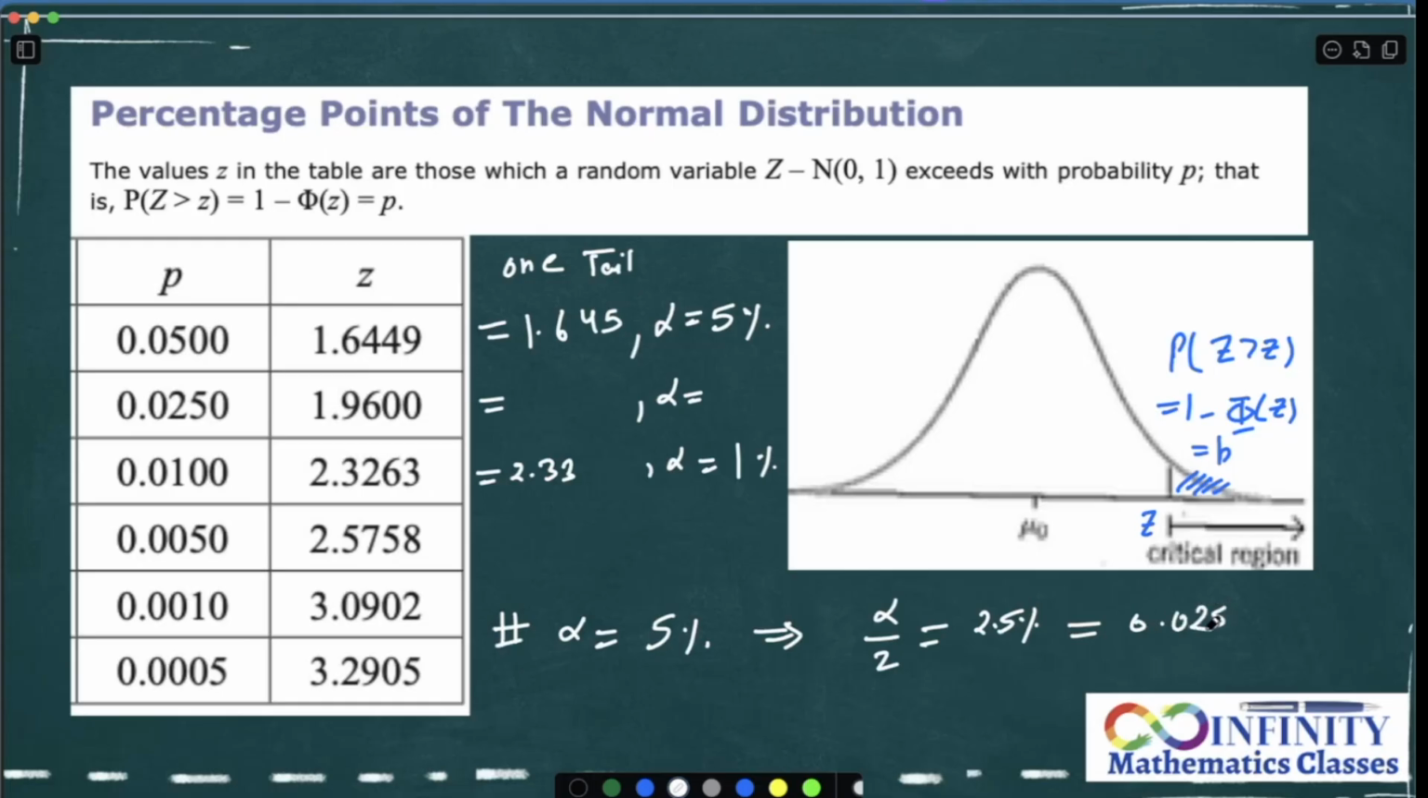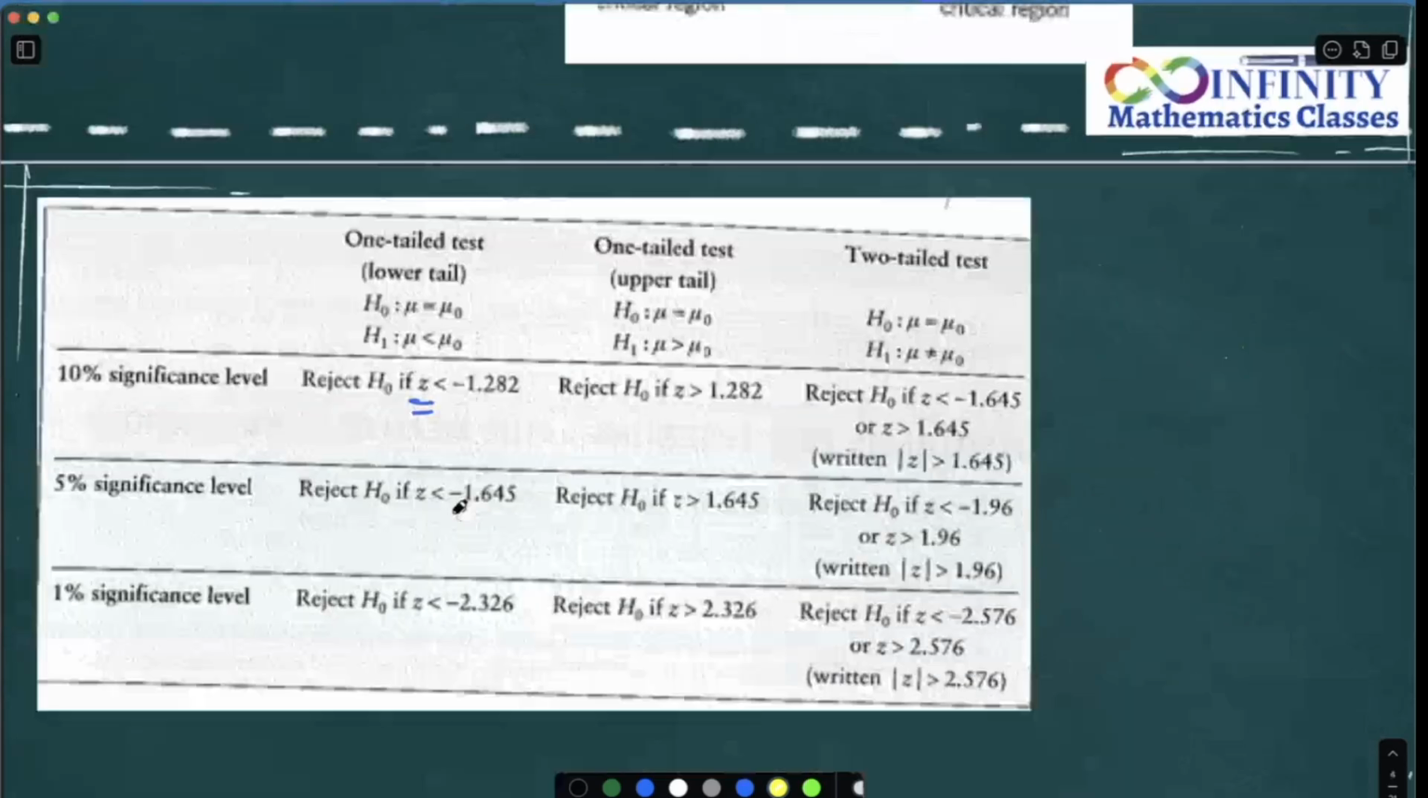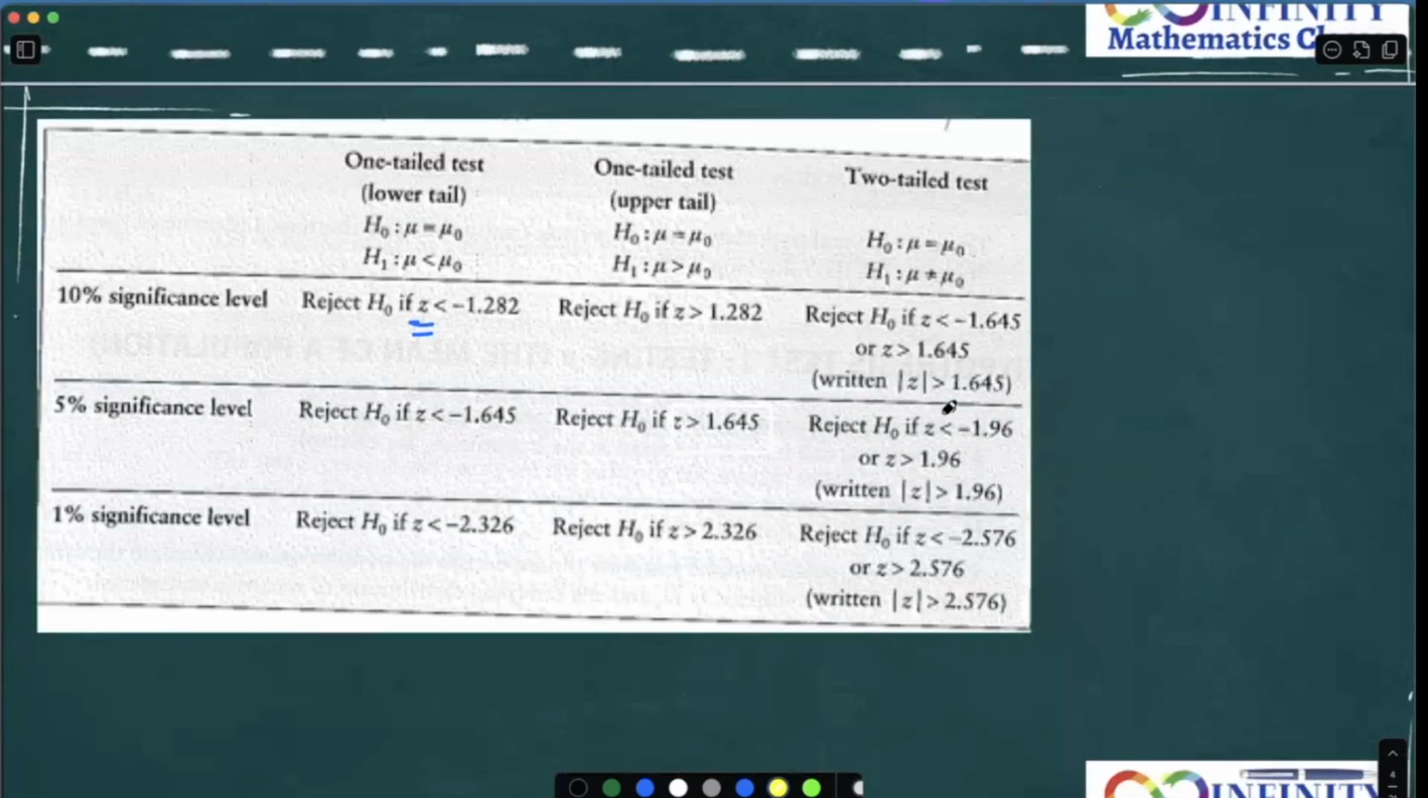Do you remember? Do you agree with this? Yes, sir. You are going to use that value. So basically, this is going to be the value of Z alpha for alpha by 2, that is 5%. Depending upon whether it is one tail or two tail, you are going to use these values. They have given these values, and when I started, I gave you this table. Check, these are the same values you will be using.